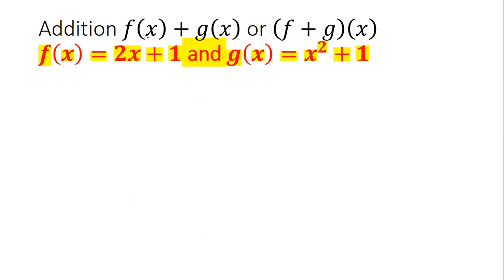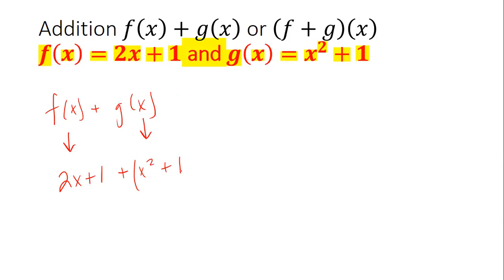For addition, it's saying I'm going to take f of x plus g of x. Well, what is f of x? f of x is 2x plus 1. So what does that mean I'm going to do? I'm going to take f of x and substitute in 2x plus 1. Plus, now I'm going to substitute in g of x. What is g of x? Plus 1. I'm going to simplify and combine like terms.